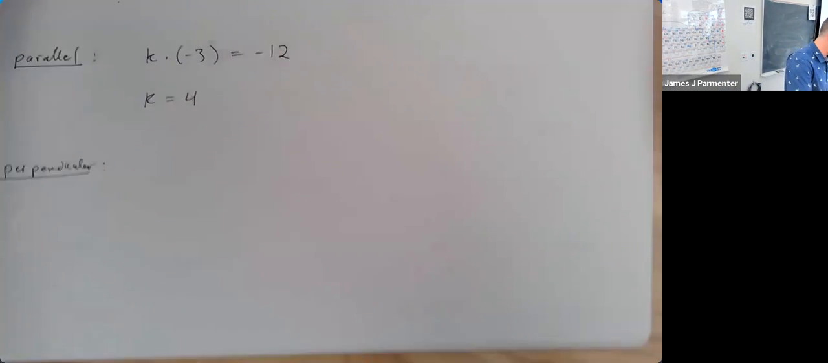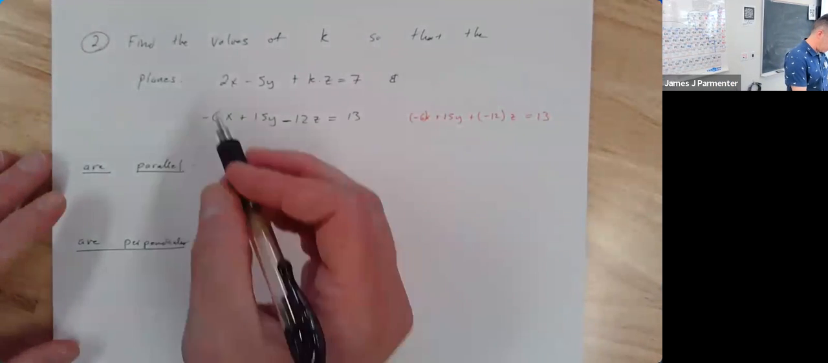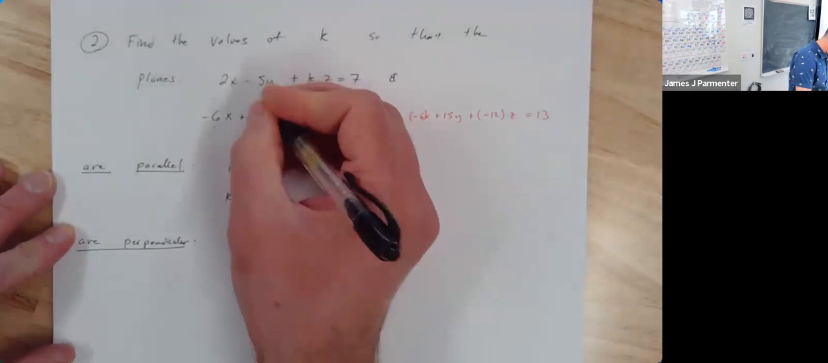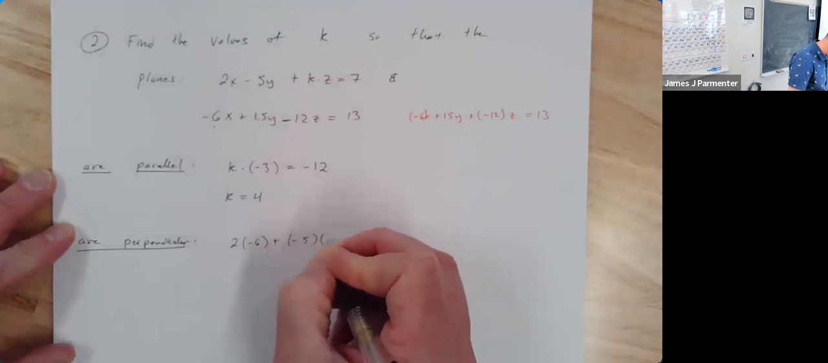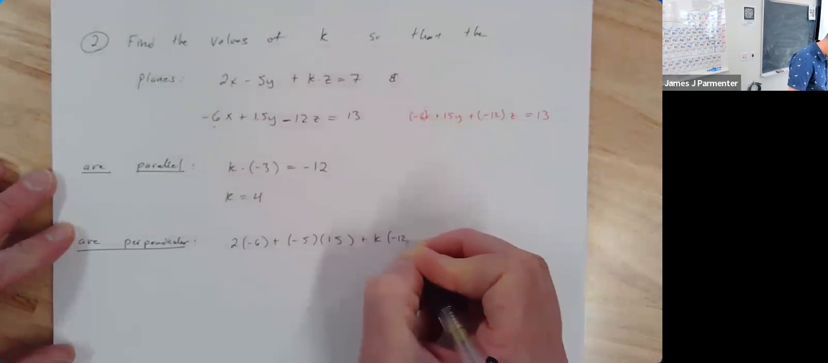So if I'm trying to figure out what k needs to be to make these two planes perpendicular, I'm just going to say, okay, great. This times this, plus this times this, plus this times this, and I do need to pay attention to the signs, has to equal 0.